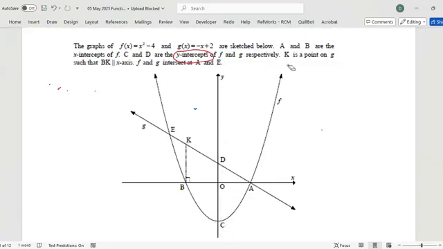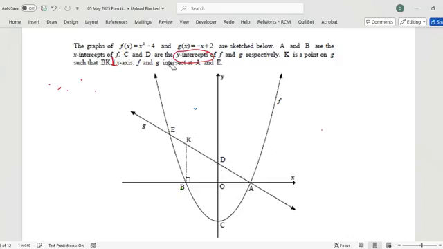Now, they are saying K is a point on g such that BK, we can see BK there, is parallel to the x-axis. They made a mistake there. I think they wanted to say it's parallel to the y-axis. They wrote parallel, but here they wrote perpendicular, so it doesn't make sense. It's perpendicular to the x-axis.